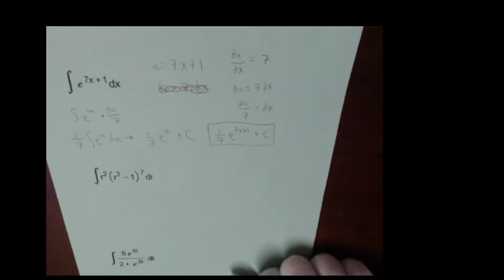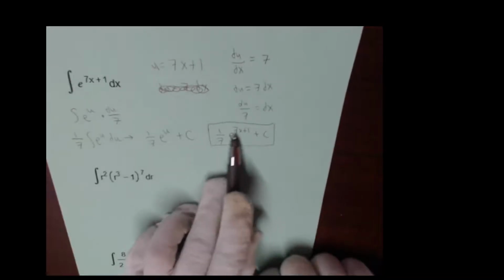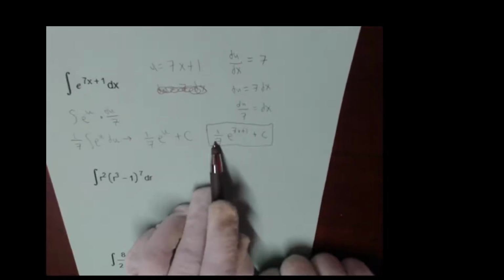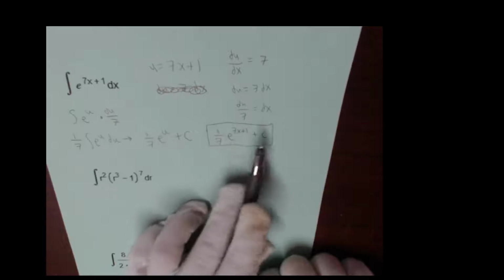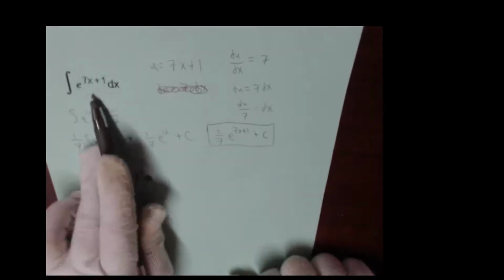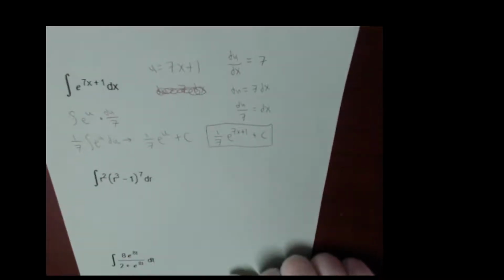Just like that. If you have any questions, please let me know. Notice it's basically the chain rule. If we take the derivative of this, an extra 7 pops out and cancels that 1/7. The c also cancels, and we get back to the original problem. Two to go.